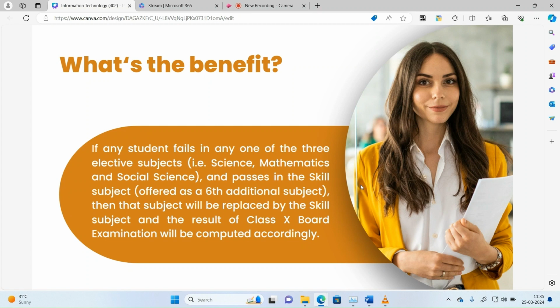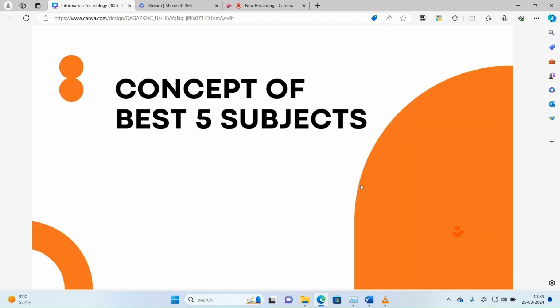So this was all about the scenario where a student fails in one of the subjects out of math, science and social. Now let's talk about those students who pass in all the subjects. How is IT beneficial in that case?